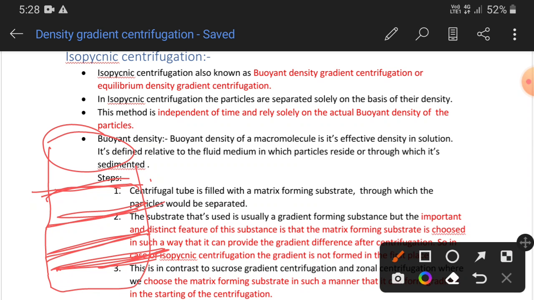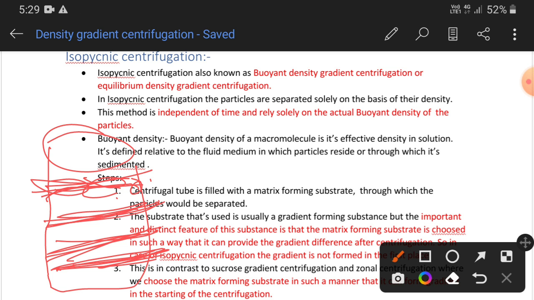Okay, and each of the gradients contains different layers, or I should say different bands, and each of the bands contains different types of particles, in which each particle has the same buoyant density.